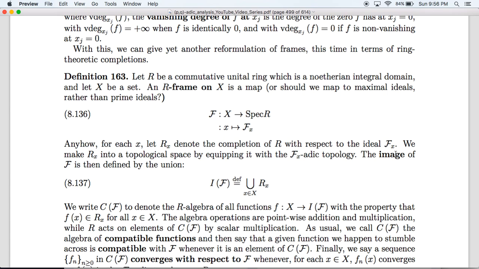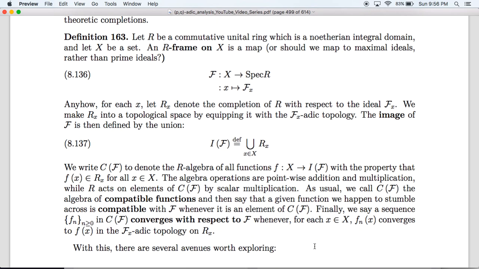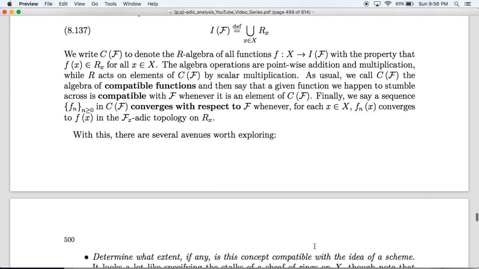The algebra operations are pointwise addition and multiplication, while R acts on this algebra by scalar multiplication. As usual, we call this algebra the algebra of compatible functions, and we then say any function we happen to stumble upon is compatible with F whenever it's an element of C of f. Finally, we say a sequence in C of f converges with respect to F whenever for each little x in big X, fn of x converges to f of x in the Fx adic topology on Rx.